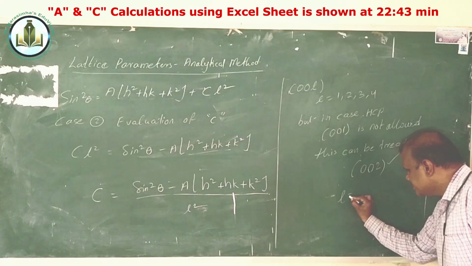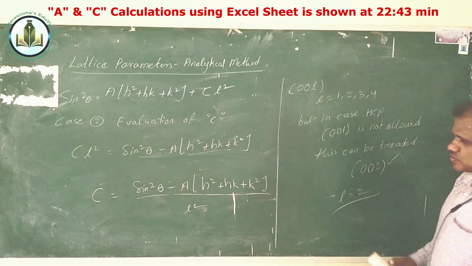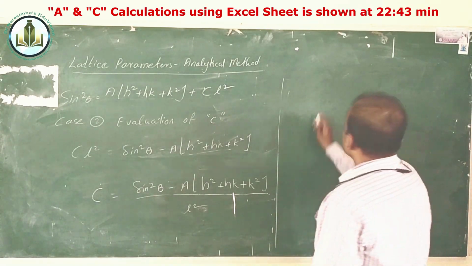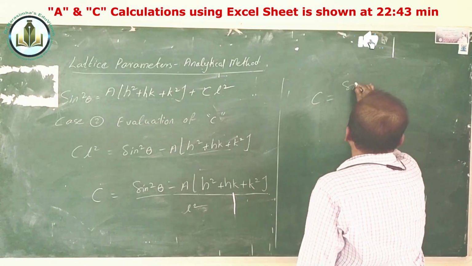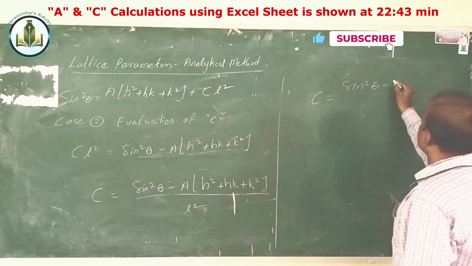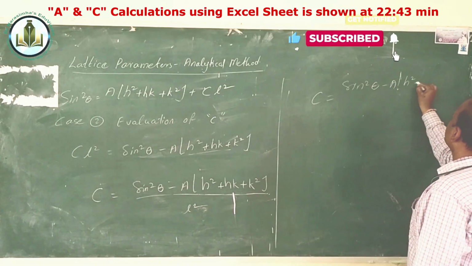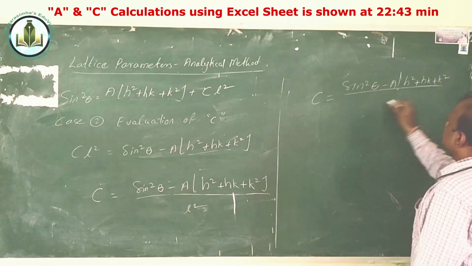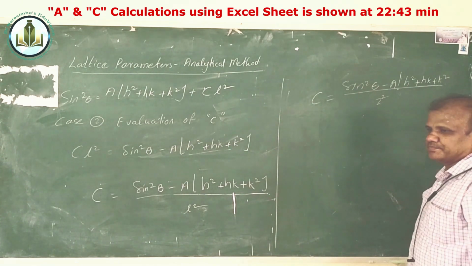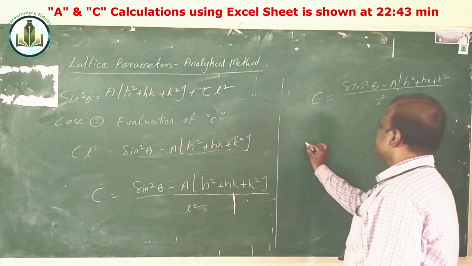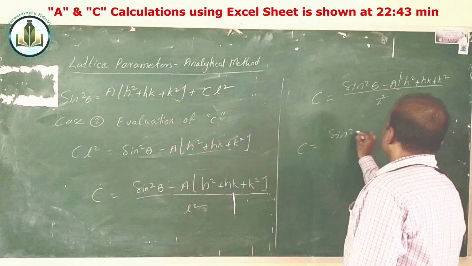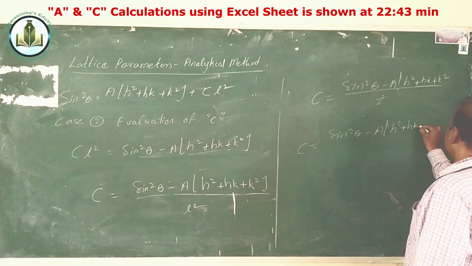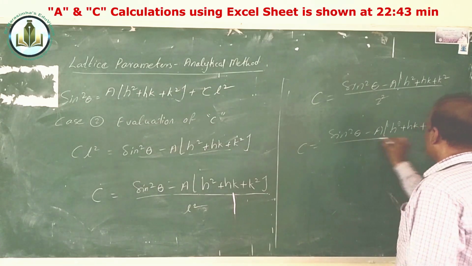So 0, 0, 2 means here L equal to 2. If I take L equal to 2 in this equation, capital C equals sin square theta minus capital A into h square plus hk plus k square. Here it is 2 square, because I have taken L equal to 2. That means C equals sin square theta minus capital A into h square plus hk plus k square, by 4.